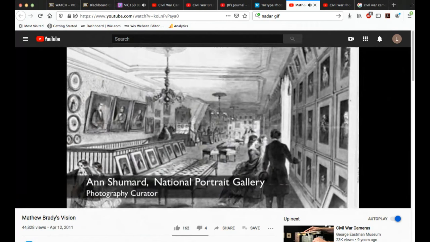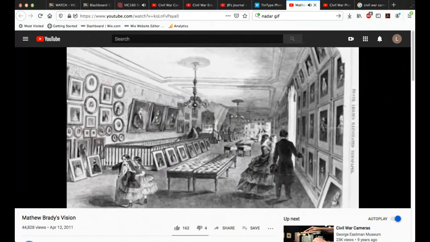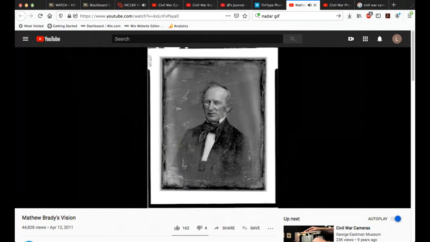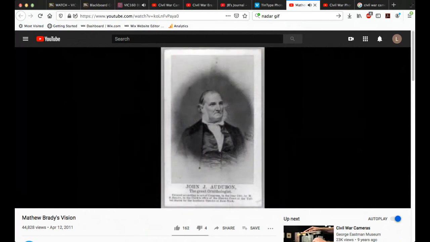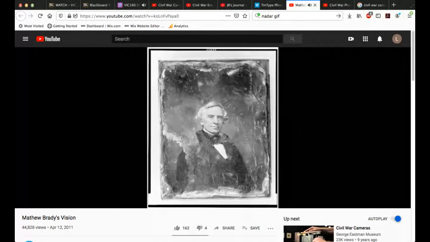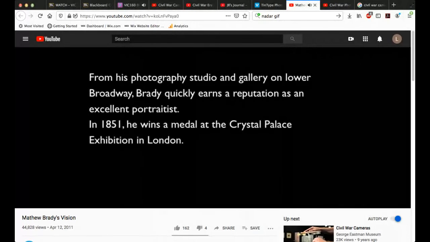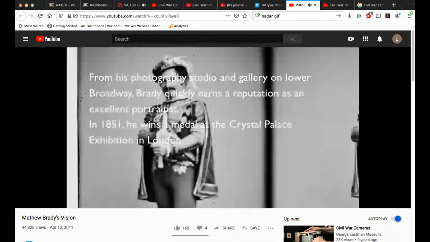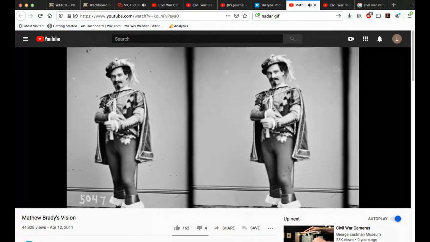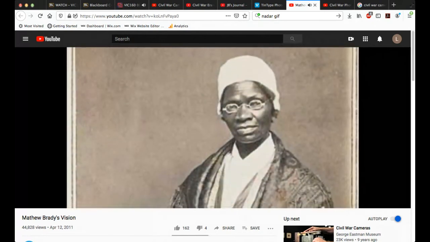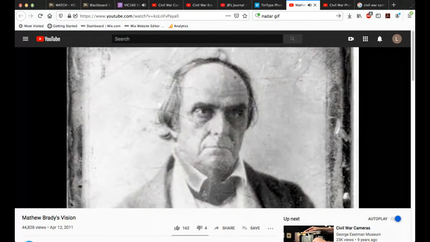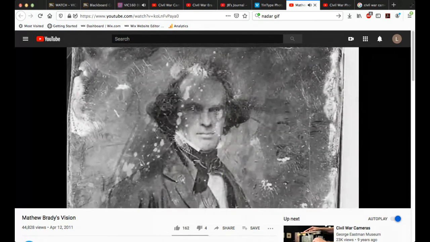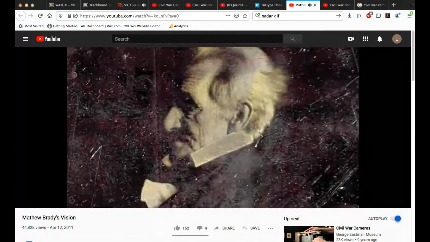Matthew Brady establishes his first studio in New York in 1844. By the 1860s, he is one of the foremost portrait photographers in the United States. The public is assembling photographic albums and filling the pages not only with pictures of family and friends, but they're also filling their albums with images of the leaders of the day, and Brady is one of the primary sources for such photographs.